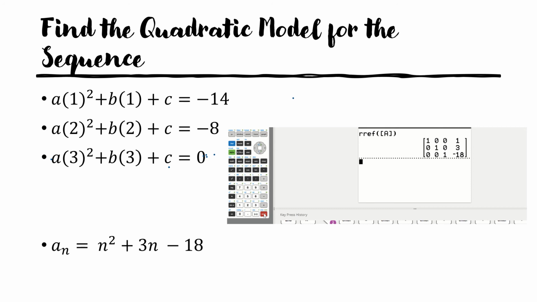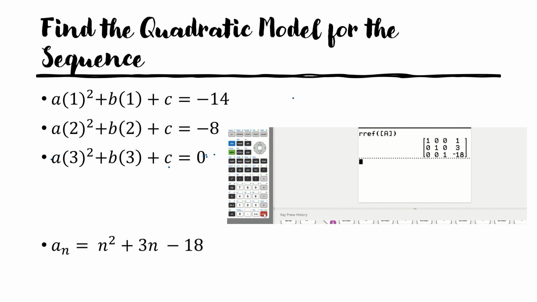My second number in the sequence was negative 8. So for a2, I put in 2 squared, that's 4, plus 3 times 2, that's 6. Well, 4 and 6 is 10, minus 18 is negative 8. All right, we're clipping right along. Let's do a3 just for fun. That'd be 3 squared, that's 9, plus 3 times 3, that's 9. 9 plus 9 is 18, minus 18 is 0.